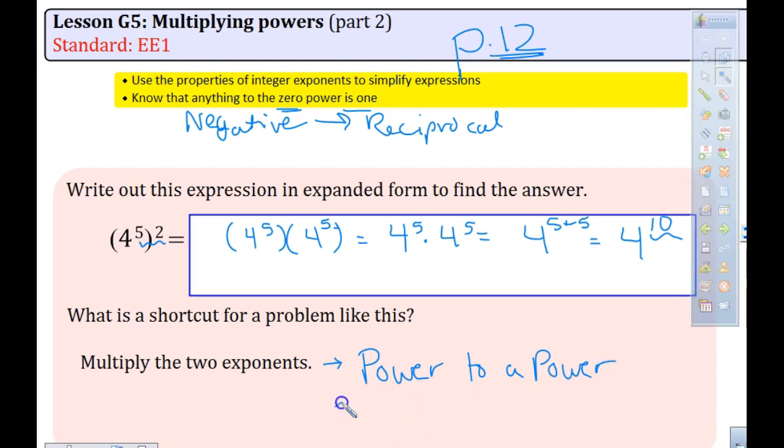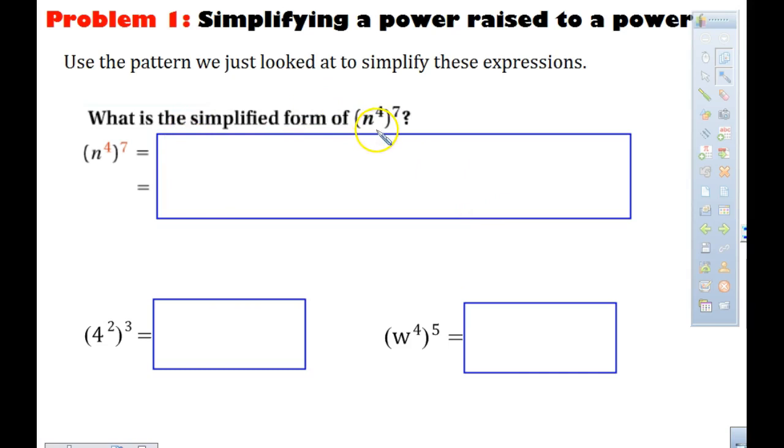So when we have something like 3 to the 2nd, and it's raised to the 3rd power, that means 3, and then 2 times 3, or 3 to the 6th power. So as we are looking, powers raised to a power. So n to the 4th, raised to the 7th. What we are really thinking about is we are taking n, and we are taking 4 times 7. And 4 times 7 gives us 28. So this is going to give us n to the 28th.